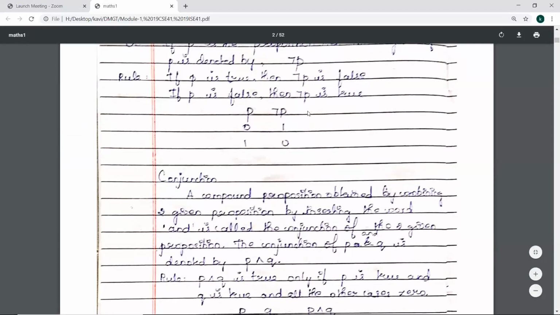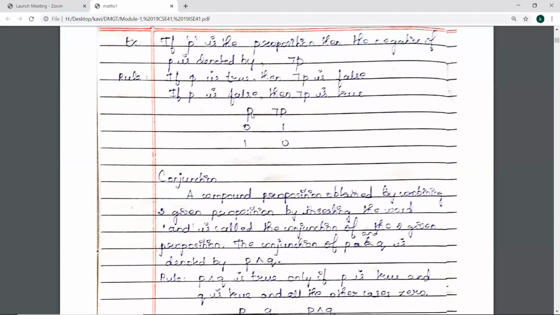See, this is the truth table for the logical connective negation. P is the proposition. Here the truth values for P are 0 and 1. So how are we defining negation P? Whenever P is 0, negation P is 1. Whenever P is 1, negation P is 0.